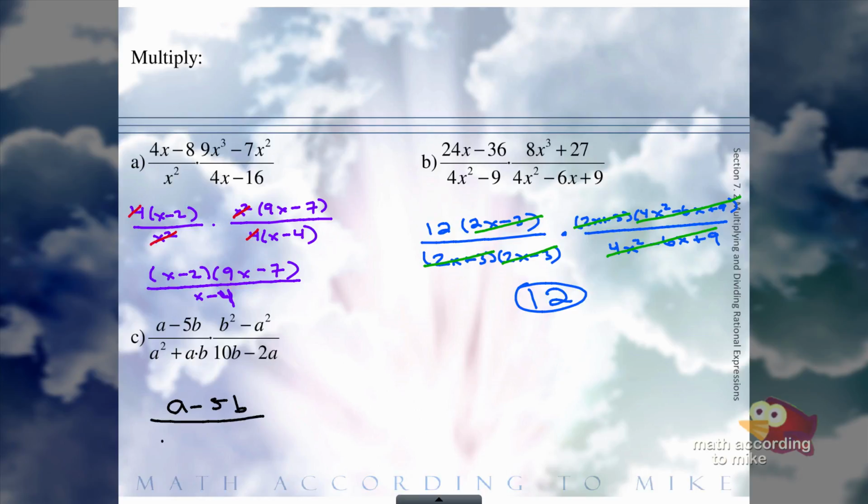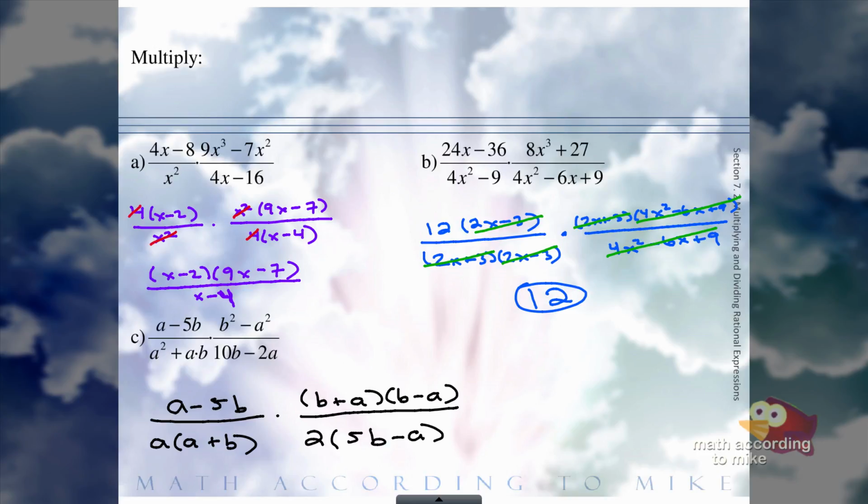Denominator, we can factor out an a. Second numerator, we can write as b plus a, b minus a. Do not switch around the letters. Since b squared came first, then b comes first in the addition and the subtraction. Downstairs, we can factor out a 2, and we're left with 5b minus a.